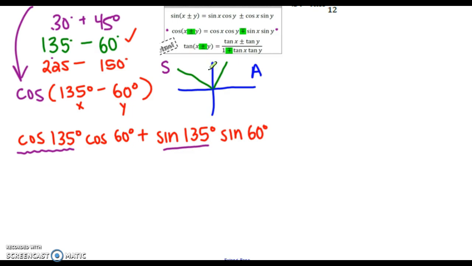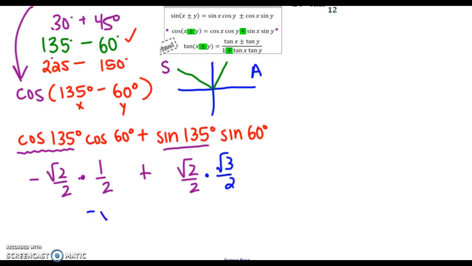Now cosine of 135 degrees, it's a 45-degree reference angle, so it should be radical 2 over 2, but we need to make that negative because of the quadrant that it's in. Cosine of 60 is a 60-degree reference angle. Multiply that by, it should be positive 1/2. Add that to sine of 135 degrees, radical 2 over 2, it is positive. Sine is the height. Height is positive in the second quadrant. And then sine of 60, sine again is the height, so it's going to be radical 3 over 2.